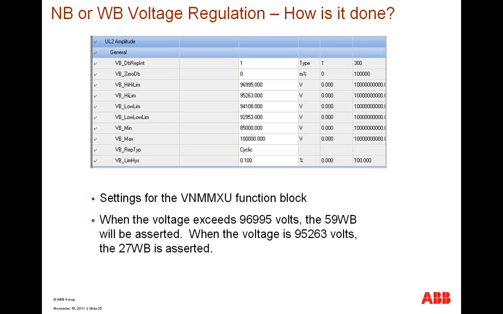If the phase to ground voltage goes over 96,995 volts, we will have the binary output 59WB asserted. This will then drive logic inside the relay, and you can take this high level to initiate timers and follow up with the logic needed to open the circuit switcher. Similarly, if the voltage drops below 95,263 volts, the 27 wideband will be asserted and the associated settings with it.